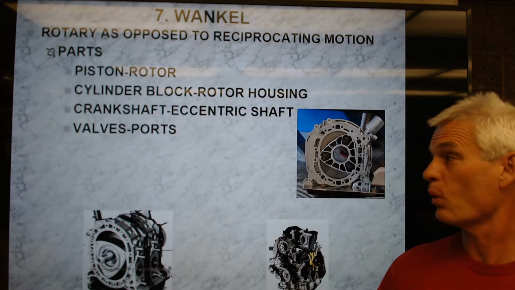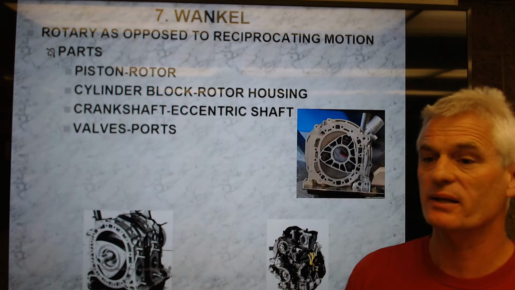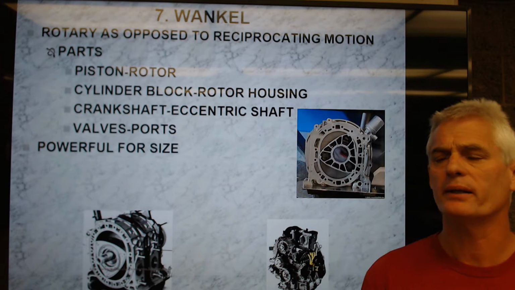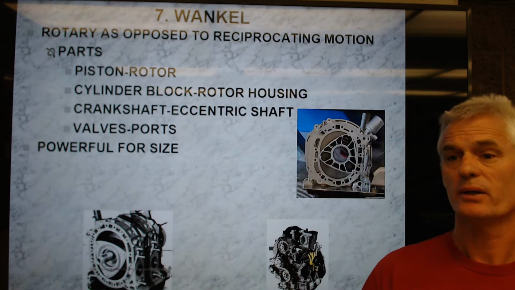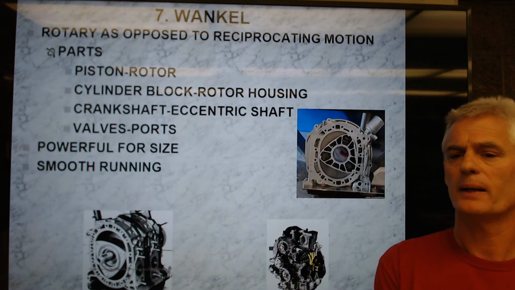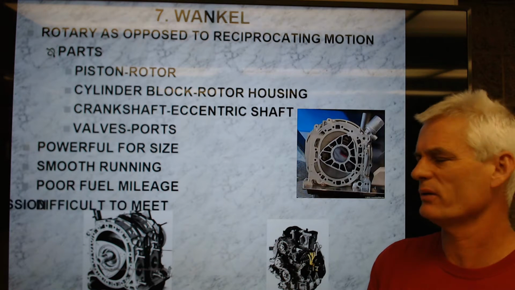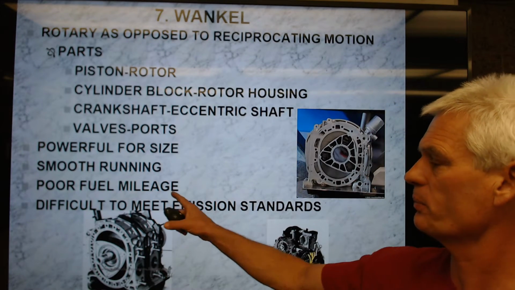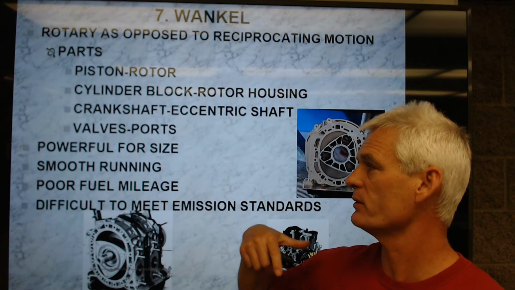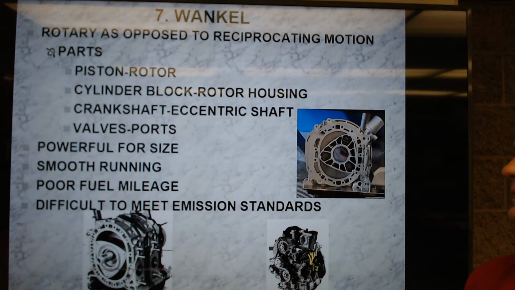It has ports, which are just holes in the rotor housing instead of valves, to let air and fuel in and to let exhaust out. They're really powerful for their size. They're quite small. I'm going to show you one in just a second. They're fairly smooth running, but they get poor fuel mileage and they're really difficult to meet emission standards. So they're polluting engines and they don't get good gas mileage. Again, powerful for their size, smooth running, but the two strikes against them are poor fuel mileage and significant pollution.